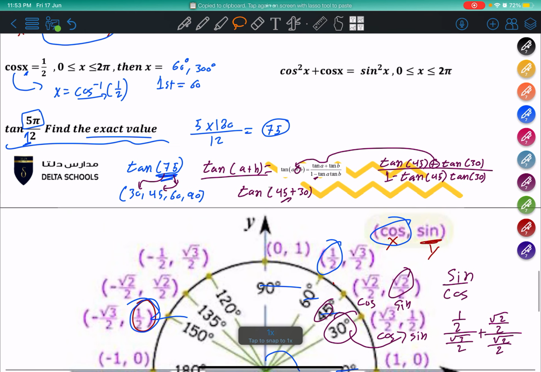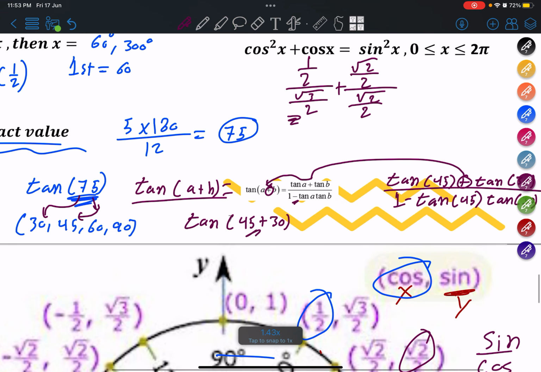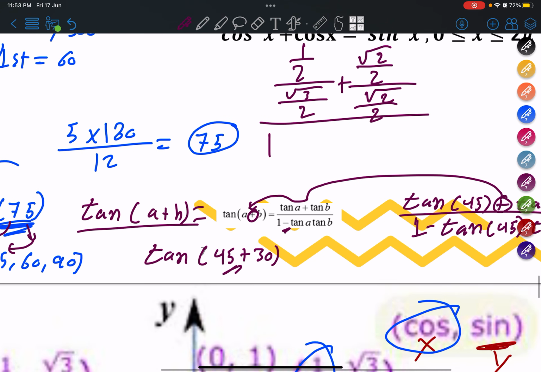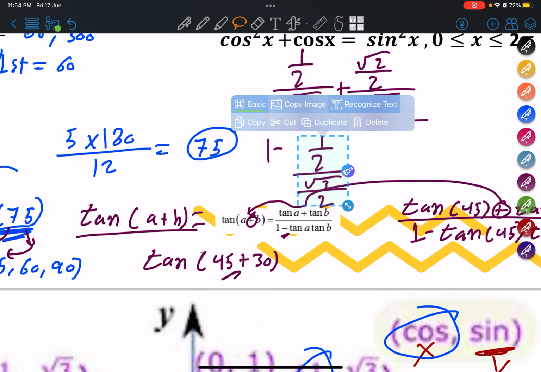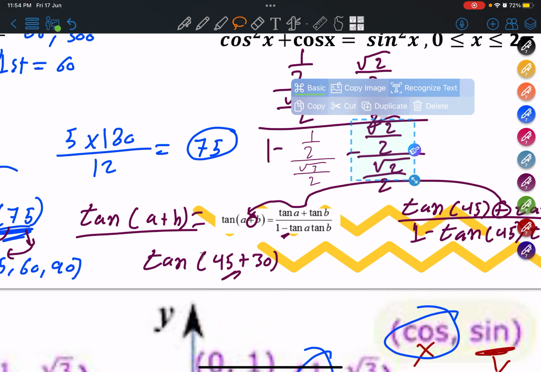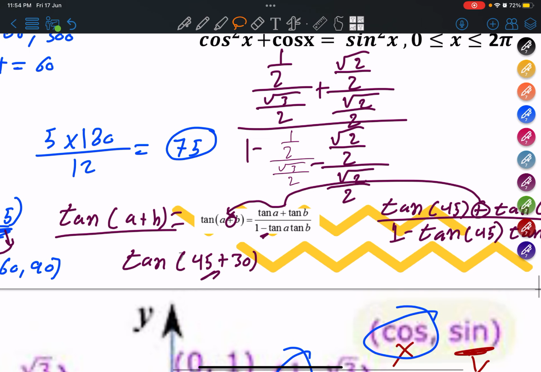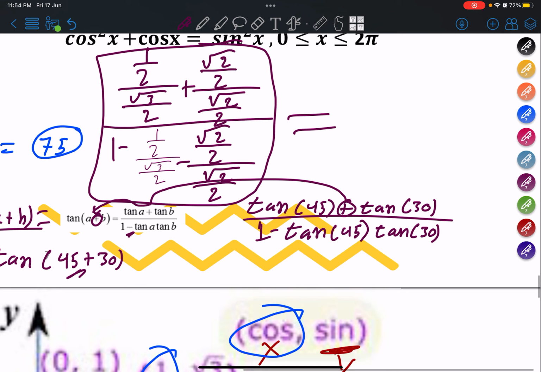Okay, so this is tan 30 and this is tan 45, divided by 1 minus, as we said, this is tan 30, so let's just duplicate it again, make it smaller so it fits, and then tan 45. So if we put this entire thing into the calculator, it should give us the value of tan 75.